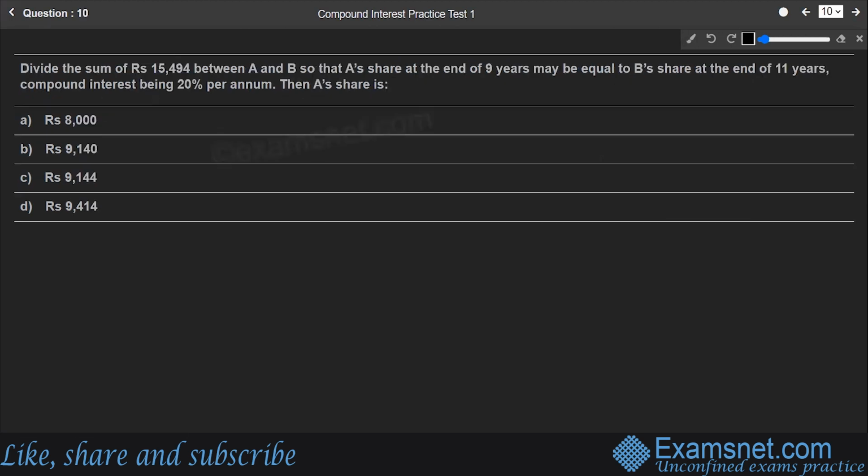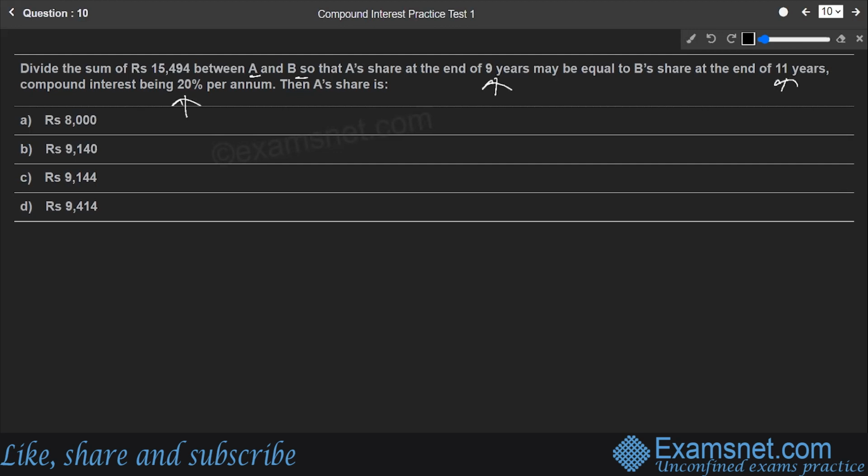Okay, let's have the next one. Divide the sum of rupees 15,494 between A and B so that A's share at the end of 9 years may be equal to B's share at the end of 11 years. Compound interest being 20% per annum, then A's share is.